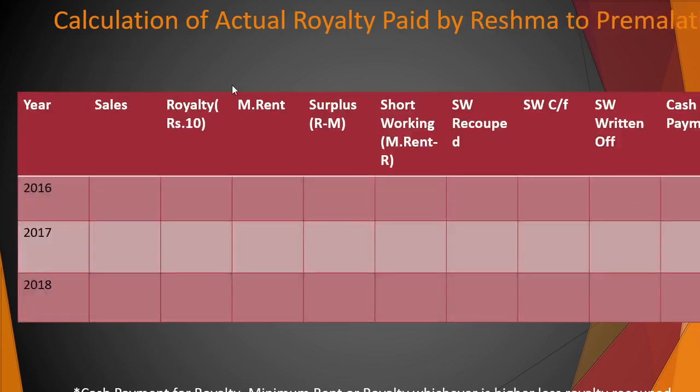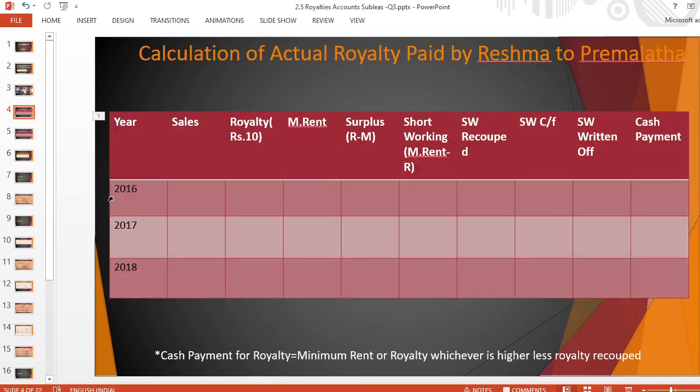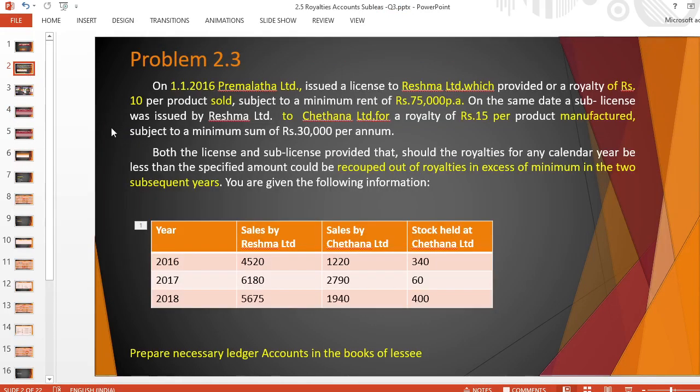So I need to consider the sales here. You should remember the main lease is based on the sales. For considering sales, again it should be the total sales and not the individual sales: 4,520 plus 1,220, 6,180 plus 2,790, 5,675 and 1,940. The total of sales by Reshma and Chaitanya Limited. Of course the closing stock is not at all a matter to us. The reason is the royalty is based on sales.